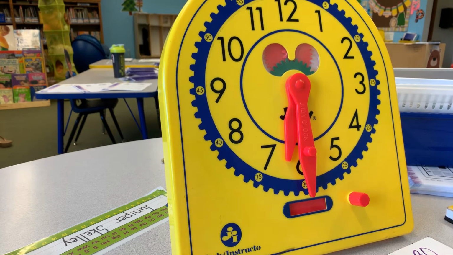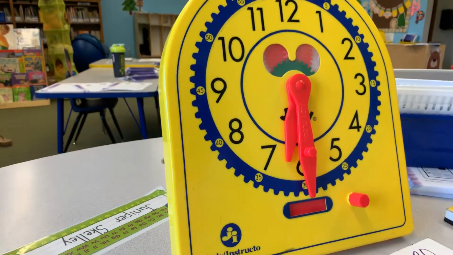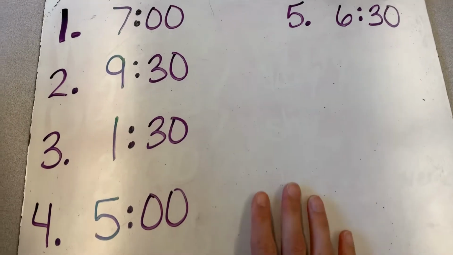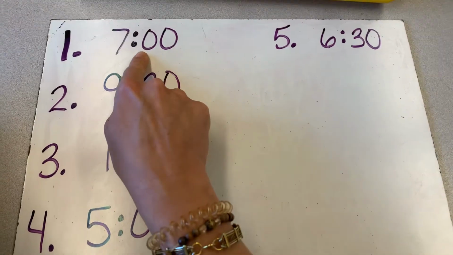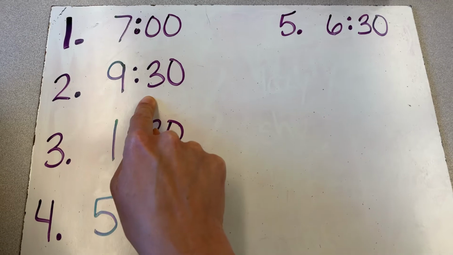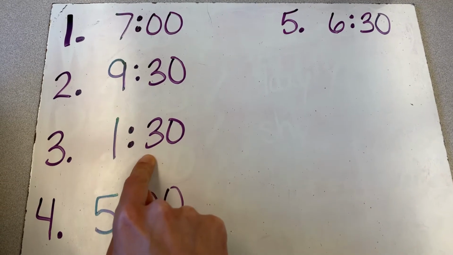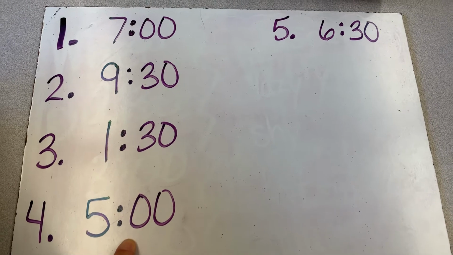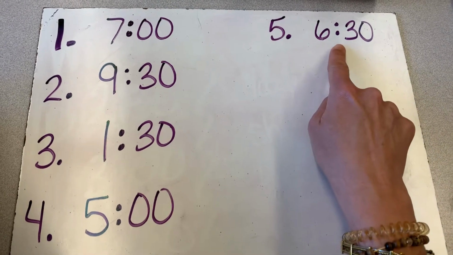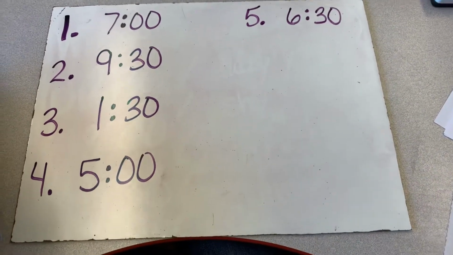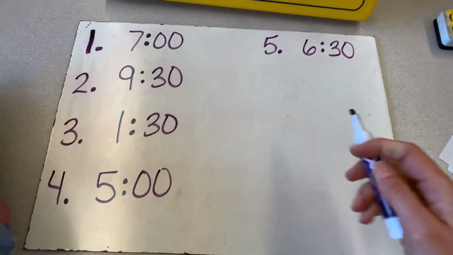All right, do you want to check your work? See if you got it right? Let's look down at our paper or at our boards. Check your boards with me, see if you got these right. Number 1 was 7 o'clock. Number 2, 9:30. Number 3, 1:30. Number 4, 5 o'clock. Number 5, 6:30. Did you get them all right? If you did, give yourself a star.